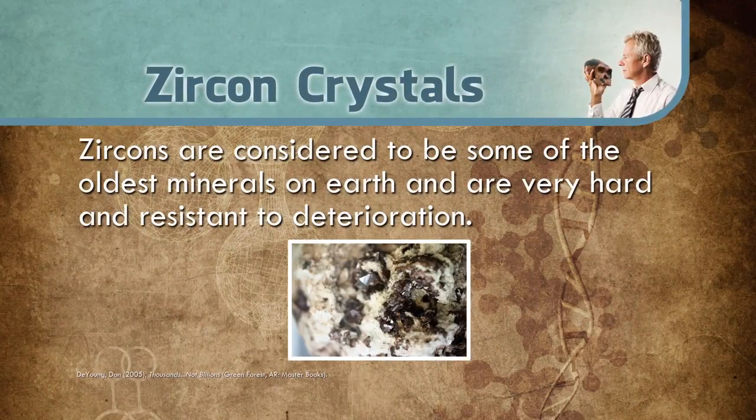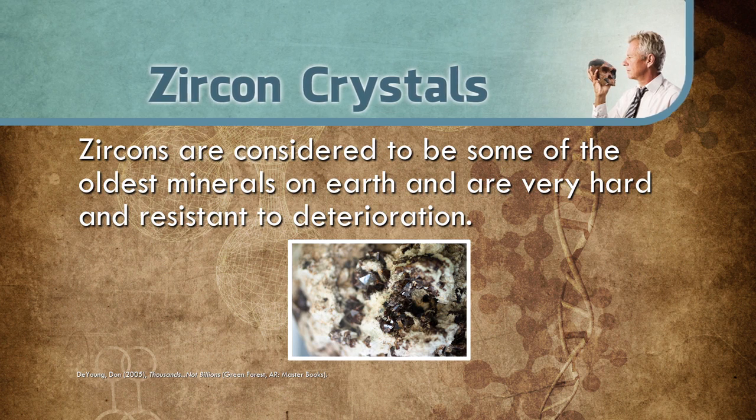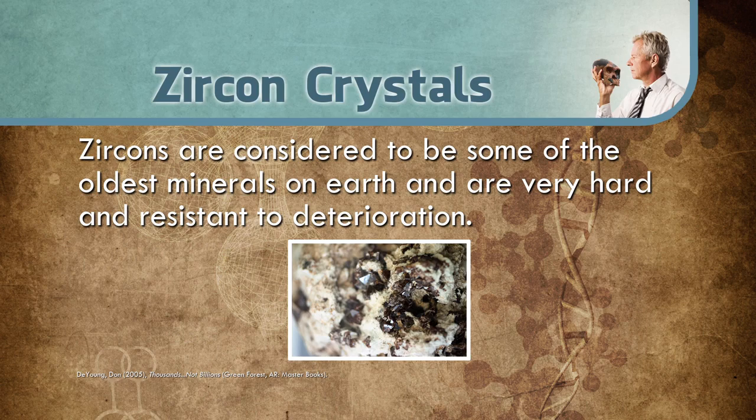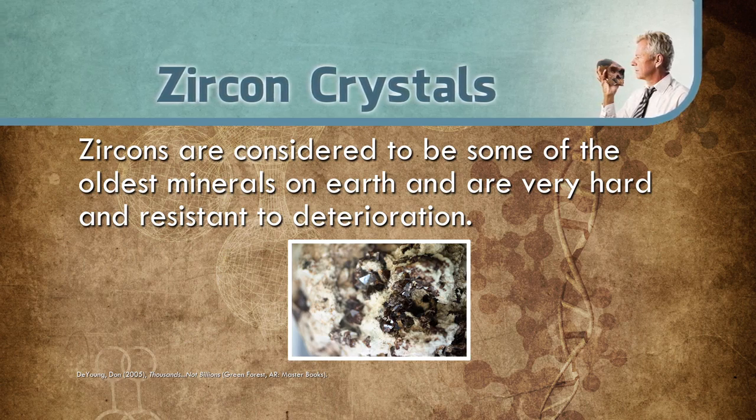A team of geologists known as RATE conducted extensive and notable research on this very idea, investigating the contention that nuclear decay rates have not been constant throughout history. The RATE team studied several zircon crystals from a drilling site in New Mexico. Zircons are considered to be some of the oldest minerals on the earth and are very hard and resistant to deterioration. They're also thought to be able to preserve their contents well, making them safer from contamination.